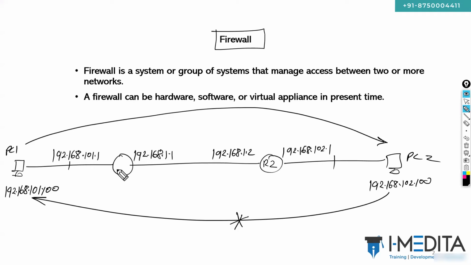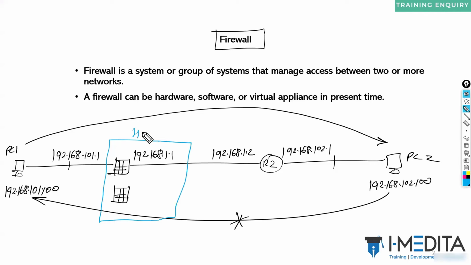Then we will deploy a firewall here, and we can use one firewall. But one firewall can go down, so to prevent our network from a single point of failure, we will use two firewalls and put them in a group that is called high availability. So we are using firewalls here. Now on this firewall, we will define a policy.